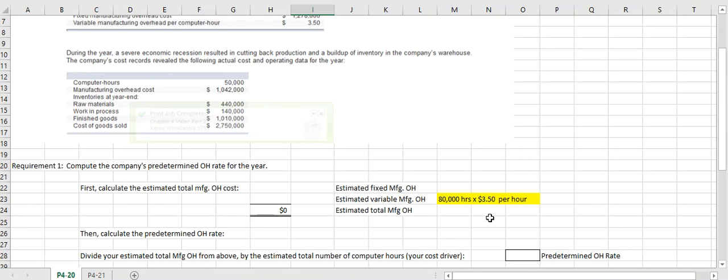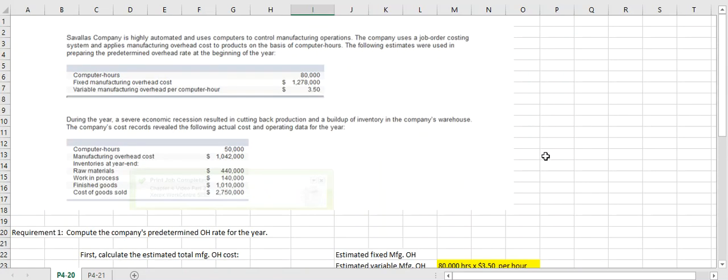So we have some things we need to calculate. Requirement 1 says compute the company's predetermined overhead rate for the year. So to do that, we're going to use the estimated information because this is a rate that we're calculating at the beginning of the year. So we don't have actual data. We only have estimated data. So we're going to chart 1 up here to find our estimated data.